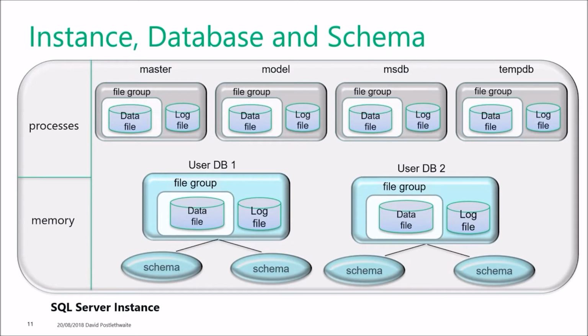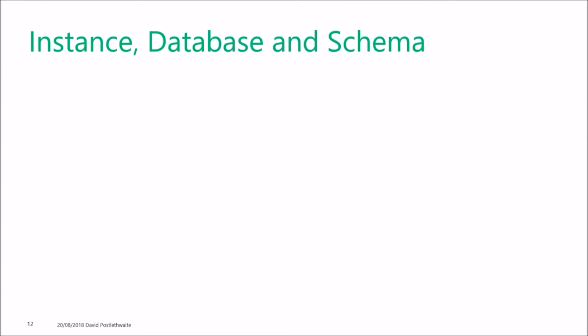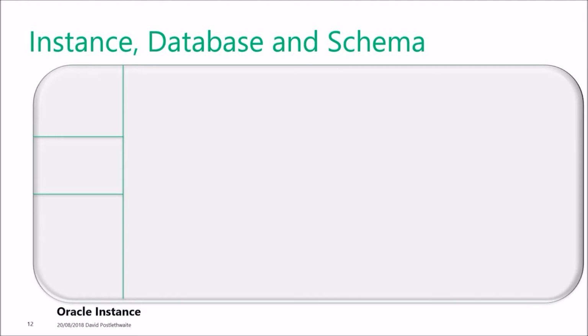Schemas do allow some security over who can see and use them, but in my experience, the schema is generally used as a way of just grouping objects together. Now in Oracle, things are completely different. As a minimum, an Oracle instance is made up of just the processes, the allocated memory, and a parameter file called a P file or an SP file.